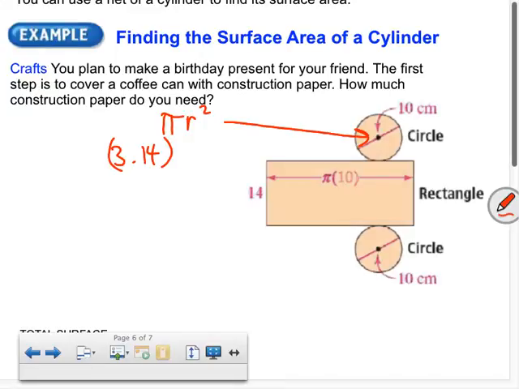It's 5 centimeters. And we're going to square it. So let's go ahead and figure out what the top and the bottom area is going to be. We got two of them, so we're going to figure out what the top area is going to be.